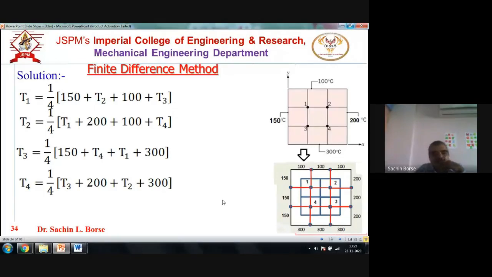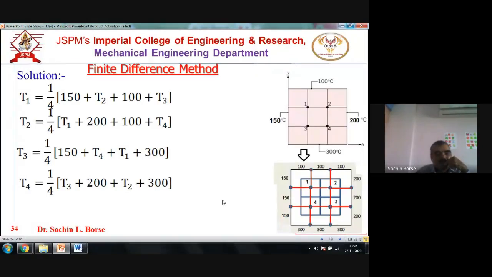Now we'll go to the T2. T2 left is T1, right is 200, top is 100, and bottom is T4. I think there is a shift of temperature. I have taken the nomenclature from the top diagram. I think they are shifted.